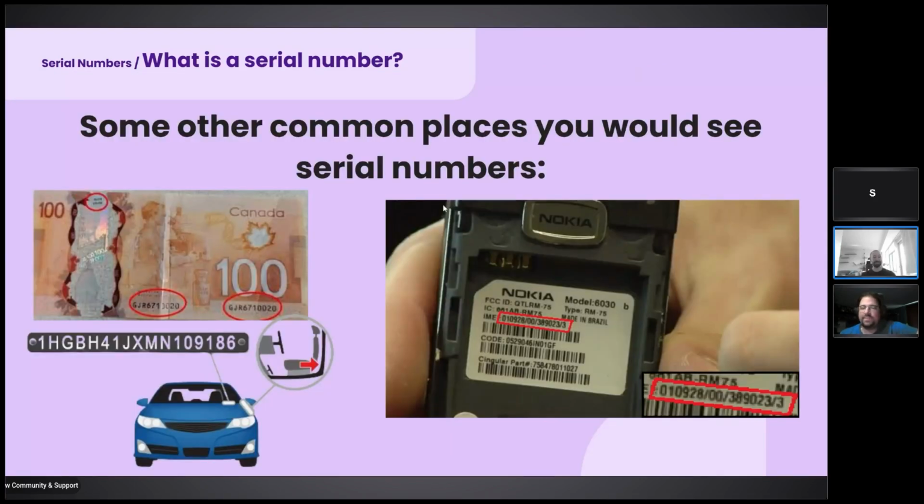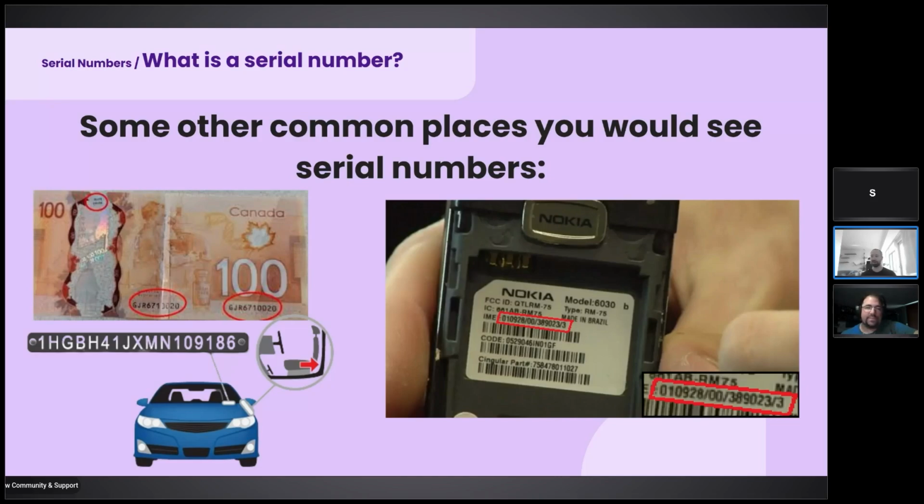What are some other common places that you might see serial numbers? On banknotes, countries need to keep track of how much currency is produced and how much is in circulation, so banknotes will have serial numbers on them. Different parts of a car might have serial numbers, especially important if there's, let's say, a recall or a deficiency with it. The manufacturer can track exactly what's gone wrong, which cars might be affected, and what needs to be recalled. And then on a phone, all phones also have serial numbers.